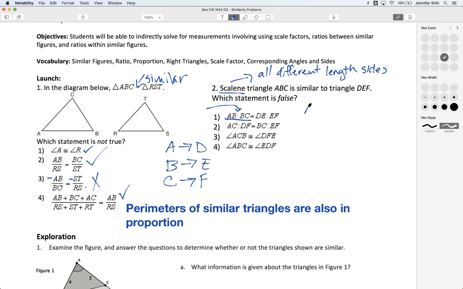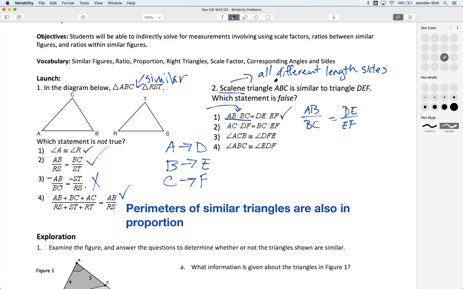All right, so for A, it says, is AB to BC equal to DE to EF? Is that true? And if you look here, it's corresponding. AB corresponds to DE. That's true. BC corresponds to EF. That's also true. So that is true. There's a lot of these false, not true questions today, so just hang in there.